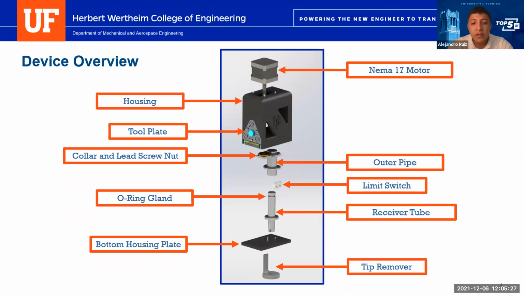So these are all the internal parts. Each of them will be further explained by my teammates. But as you can see in this exploded view, the design consists of a NEMA 17 motor, the outer housing, the tool plate which was provided to us, a collar and a lead screw nut, the outer pipe, the limit switch, the receiver tube with an O-ring gland, the bottom housing plate, and the tube remover. All of these parts together function to make our device work properly.